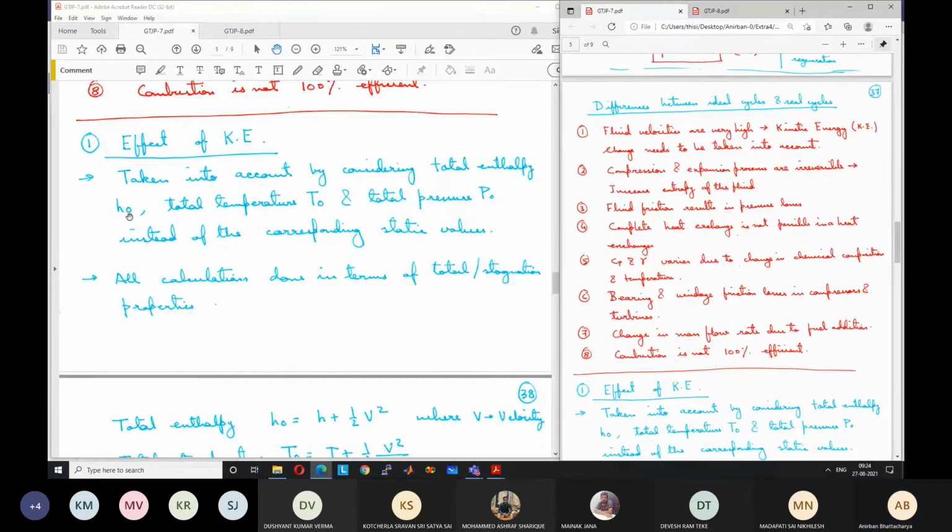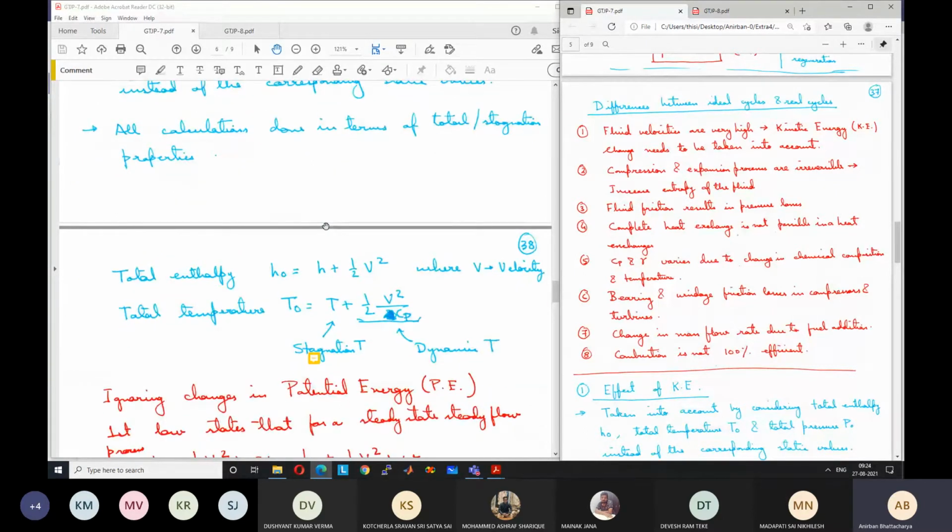So H0 is equal to H plus half V square, where H is static enthalpy, which is the normal enthalpy that you know, and half V square is the kinetic energy, where V is the velocity. So we can write the total enthalpy as H0 is equal to H plus half V square.